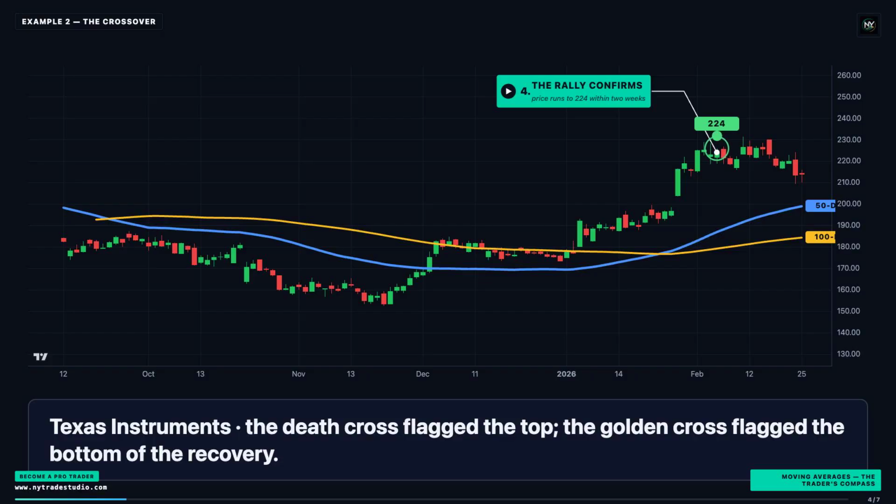Now, one honest warning: crossovers lag. These lines are built from the last 50 and 100 days, so the cross always prints a little after the actual low or high. You can see price had already started moving before each cross confirmed. So a crossover is not a precise entry trigger, it is a powerful trend change confirmation. Use it to tell you which side of the market to favor, not to call the exact bottom tick.